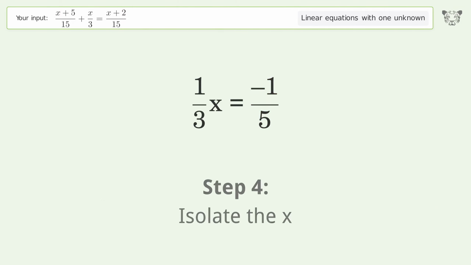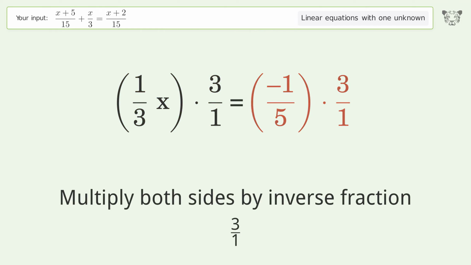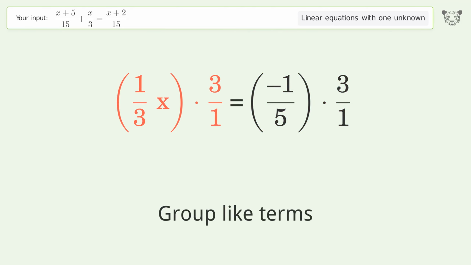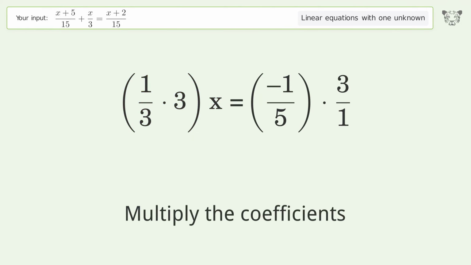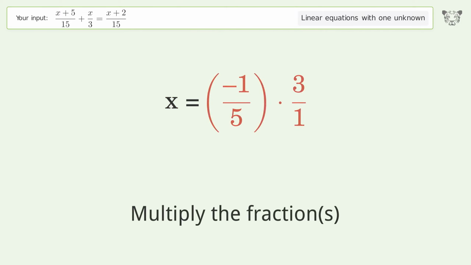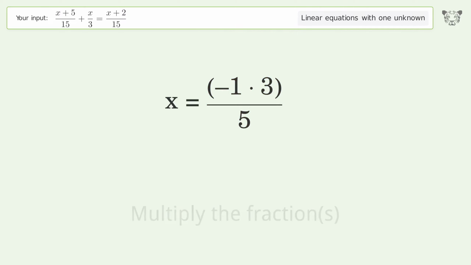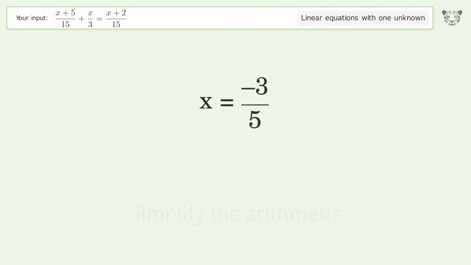Isolate the x. Multiply both sides by inverse fraction 3/1. Group like terms. Multiply the coefficients. Simplify the fraction. Multiply the fractions. Simplify the arithmetic. And so the final result is x equals -3/5.